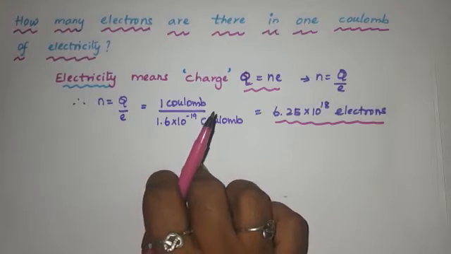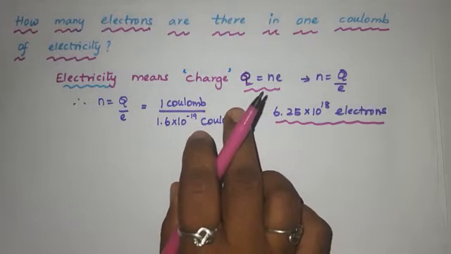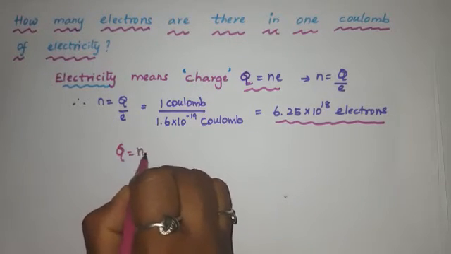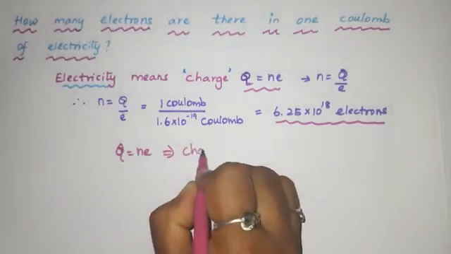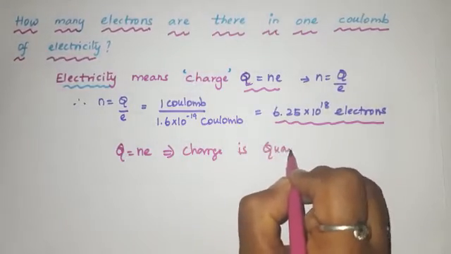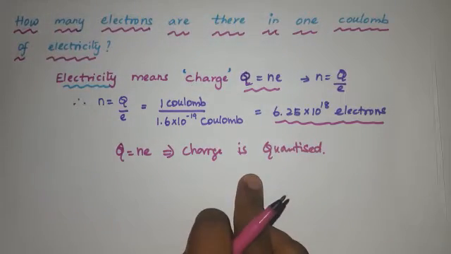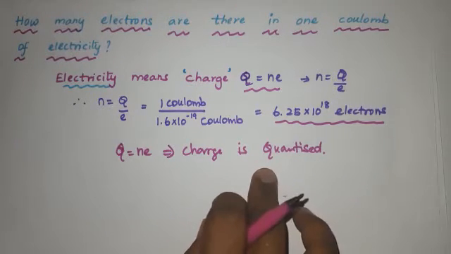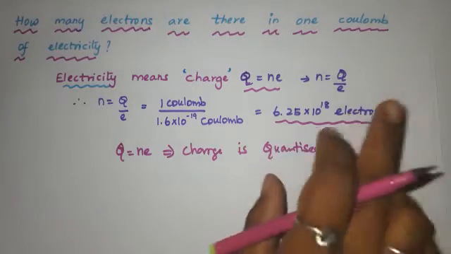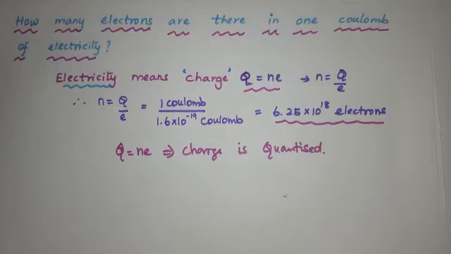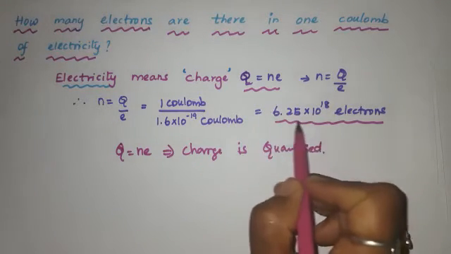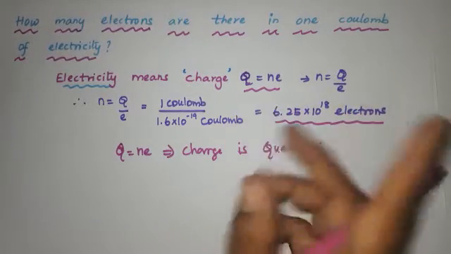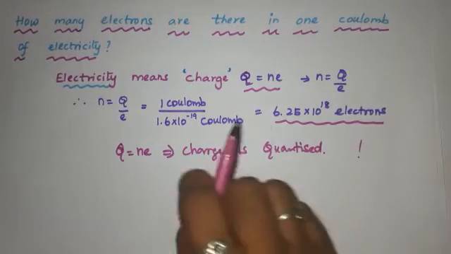You may observe this: in the third video I mentioned that Q is equal to Ne. That means charge is quantized. What does it mean? If an electron does not have an integral value of charge, then all the charges may be in fractions. And how do we have 1 coulomb, which is an integer?